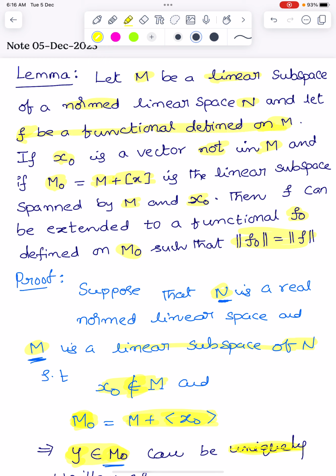And f is a functional defined on capital M. Then this f can be extended to another functional f naught, also satisfying the condition norm f naught is equal to norm f. We can prove the same lemma on complex normed linear spaces also. Here we assumed that N is a real normed linear space. In a similar manner, you can prove the same lemma with the same property by assuming capital N as a complex normed linear space.